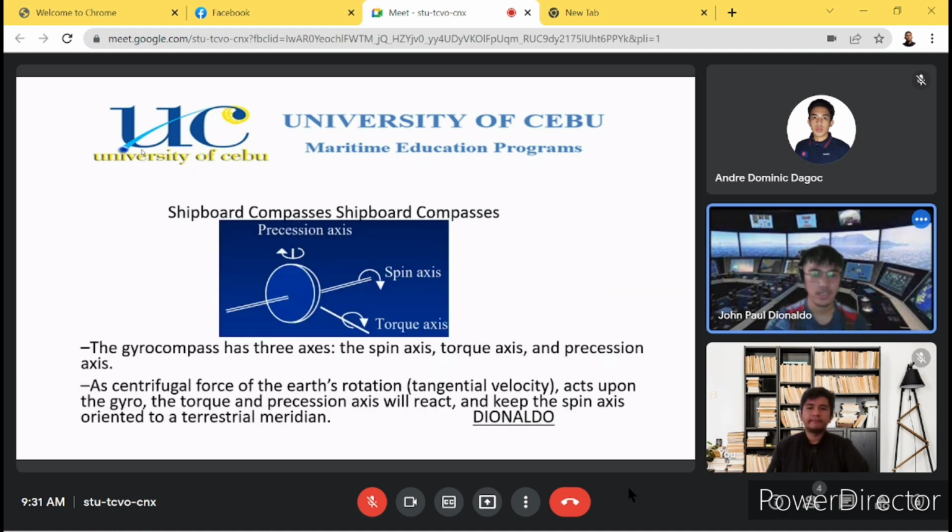Shipboard compasses. The gyro compass has three axes: the spin axis, the torque axis, and the precession axis. When the centrifugal force of the Earth's rotation acts upon the gyro, the torque and precession axes will react and keep the spin axis oriented to a terrestrial meridian.